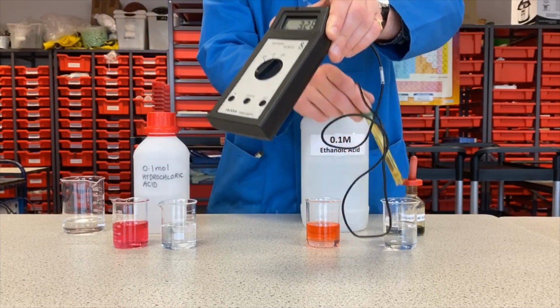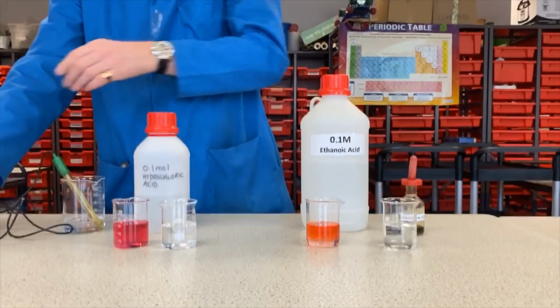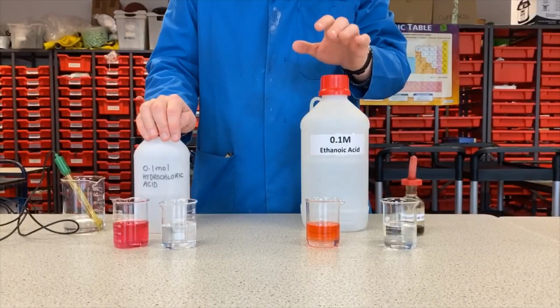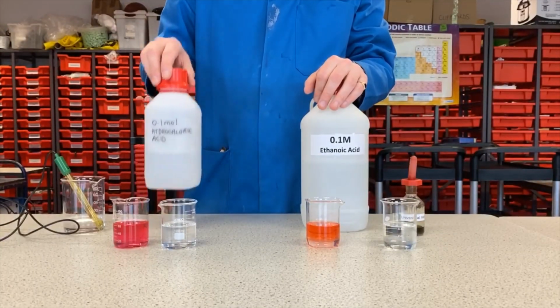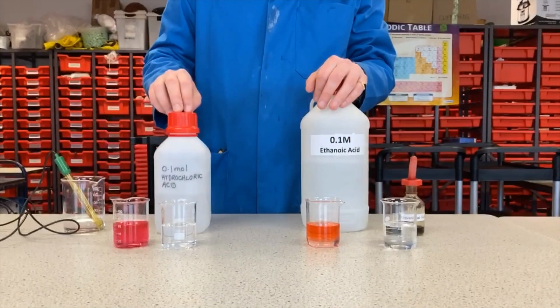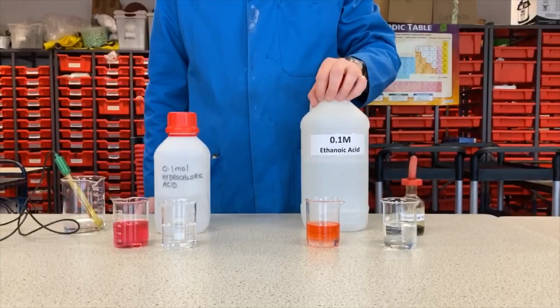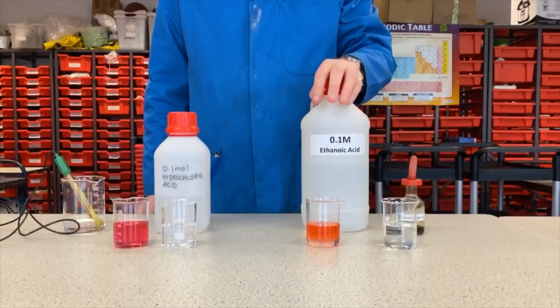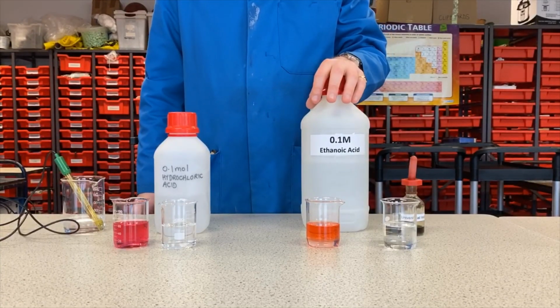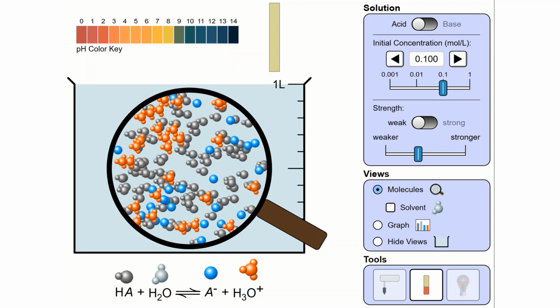The reason is that this is a strong acid, whereas this is a weak acid. That means that this completely dissociates into hydrogen ions and chloride ions, whereas this only partially dissociates into hydrogen ions and ethanoate ions. Here we have a simulation of what a weak acid would look like in solution if you could visualize the individual molecules.